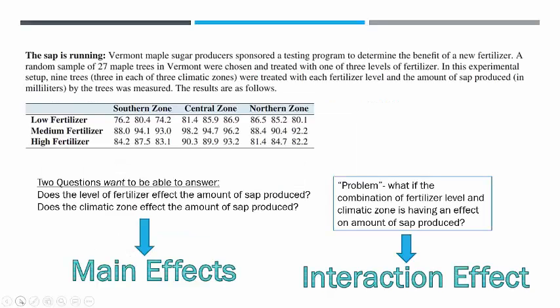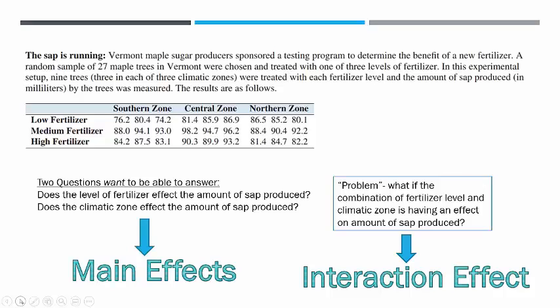Okay, so now that we've established some of the language and the way that the data is laid out for two-way analysis of variance, let's go back to this example with the sap production of trees that produce maple, right? So maple trees. And let's think about what the question of two-way ANOVA is. Remember that ANOVA is about assessing the equality of means.